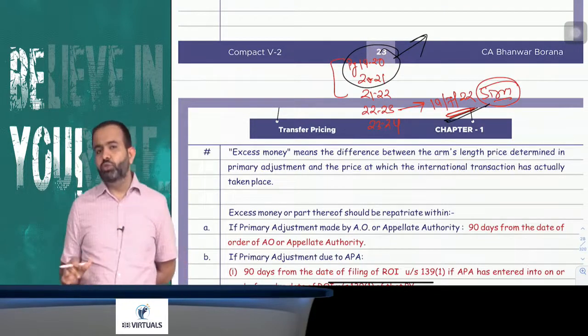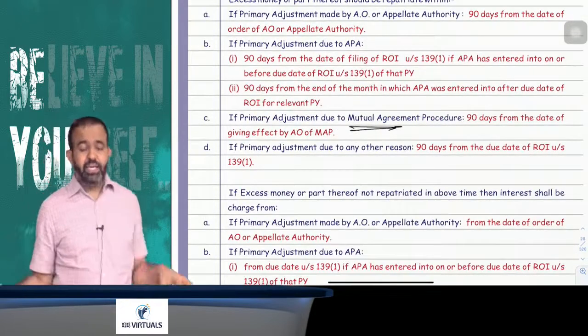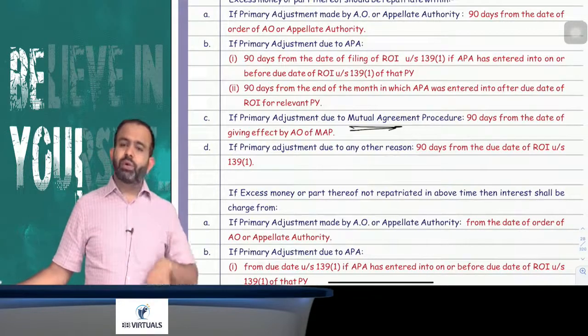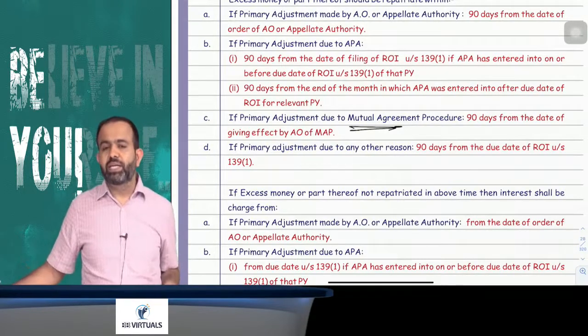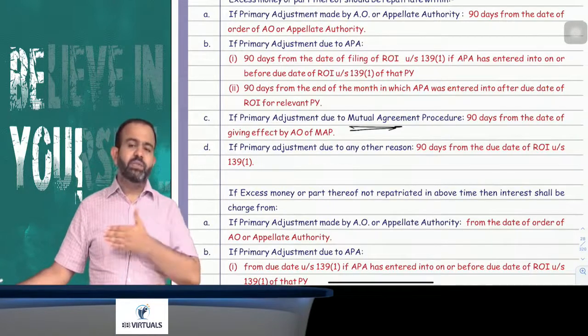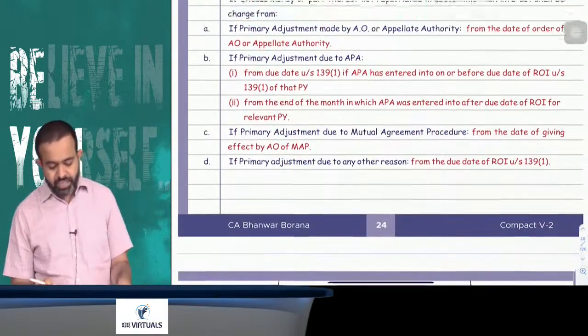Yes. And if it is due to the MAP, in that case, whenever the AO gives the effect of MAP, from that date that interest is applicable. And due to any other reason, in that case, interest will be applicable after the due date of return filing. So if the due date of return filing is 30th November, it means after 30th November interest will be applicable. You got my point or not?